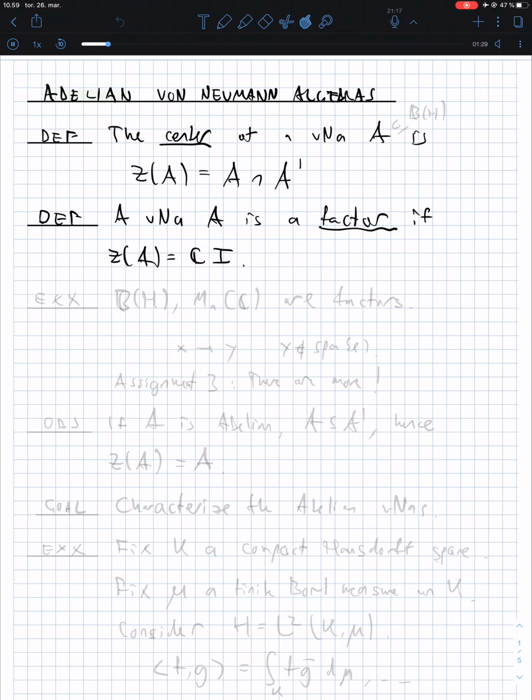So of course, A sits inside B(H) for some Hilbert space H, and of course there is a unit inside B(H), which lies in A by definition, and of course that is in the center because the identity commutes with any element of A. And a factor is then a von Neumann algebra which has a minimal center, in the sense that the only elements that commute with everything in A are the ones that are multiples of the identity.